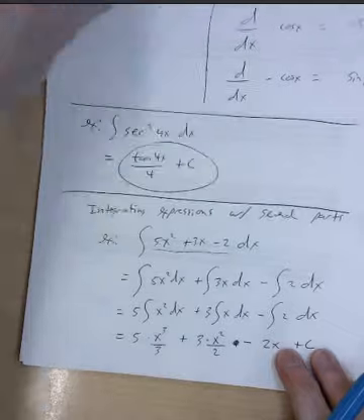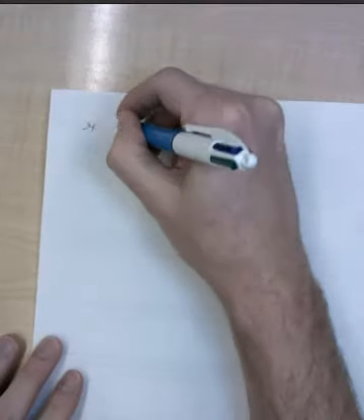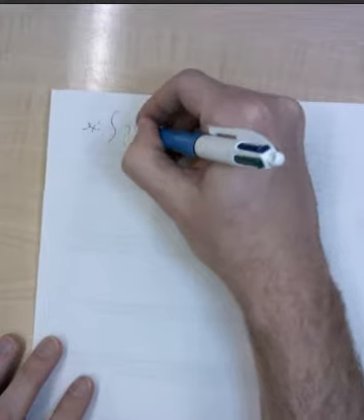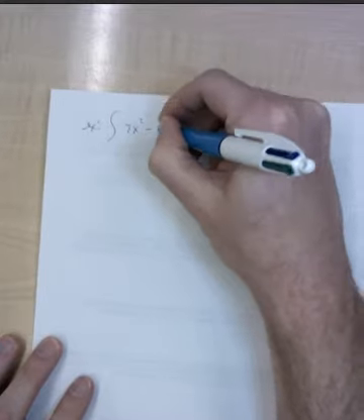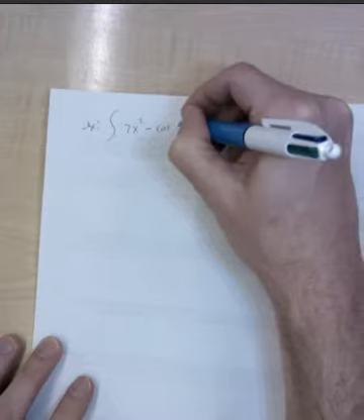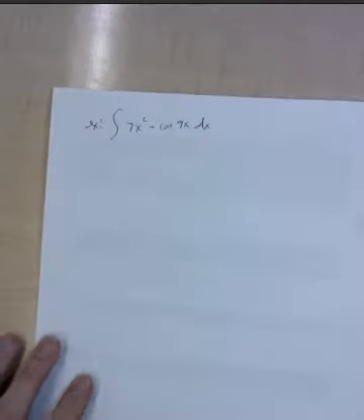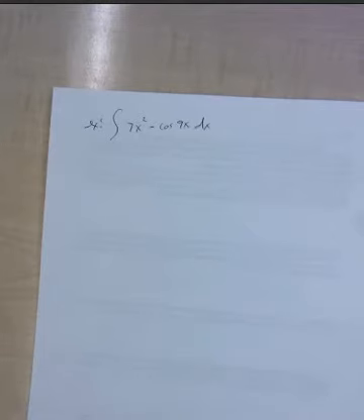Here is a mixed problem for you. I'm going to give you some trig and some polynomial stuff for you to integrate. So we're integrating the various little pieces here. Let's do 7x squared minus the cosine of 9x dx. Please take a moment to integrate 7x squared minus cosine of 9x.